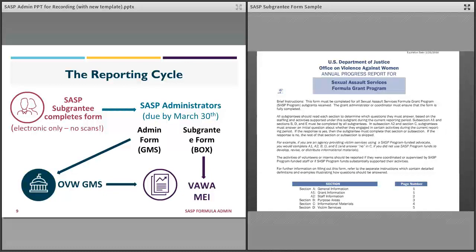Please do not send VAWA MEI forms that have been filled out by hand or scanned. OVW expects SASP administrators to review forms and support grantees who need assistance with filling out the electronic form. Please do not send VAWA MEI other forms that your state subgrantees have filled out that are not the subgrantee form. OVW expects all subgrantee forms and state administrator forms to be used as applicable. This is important because all forms and data are aggregated and must be in the correct fillable electronic form in order to be aggregated and analyzed.